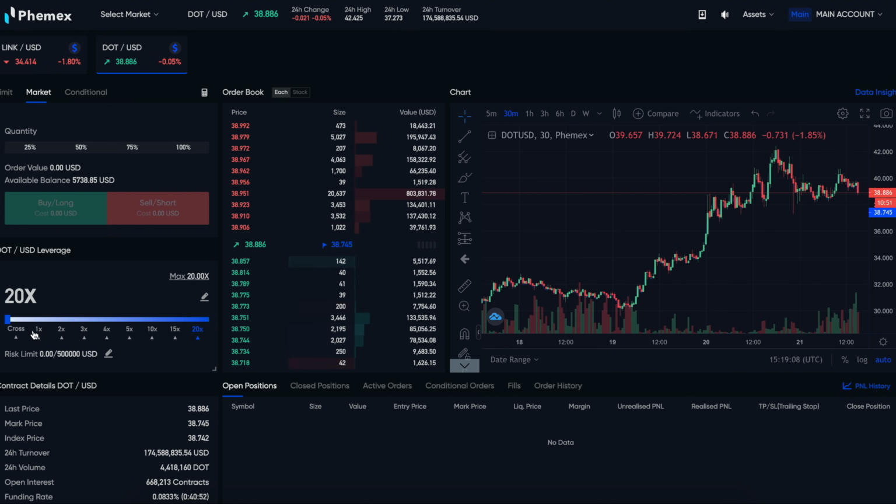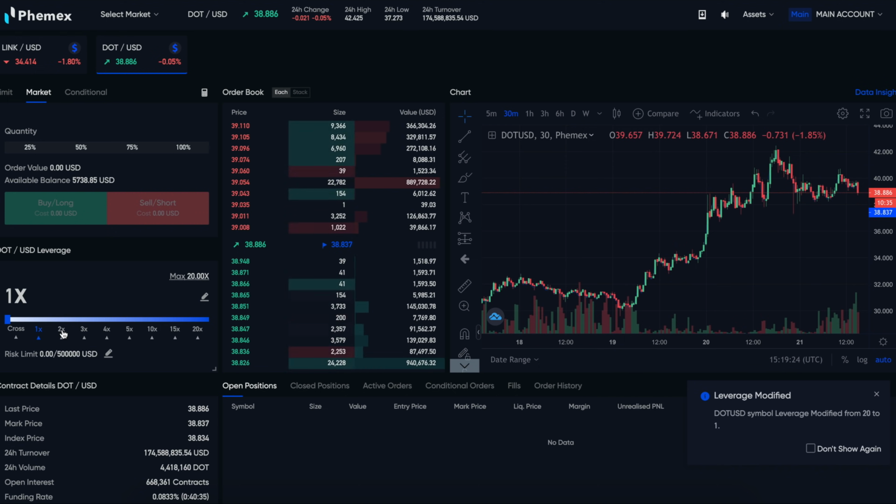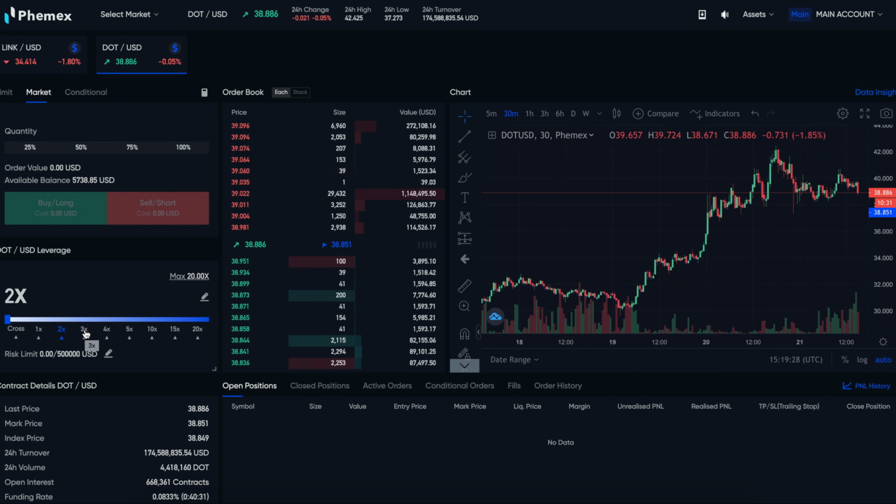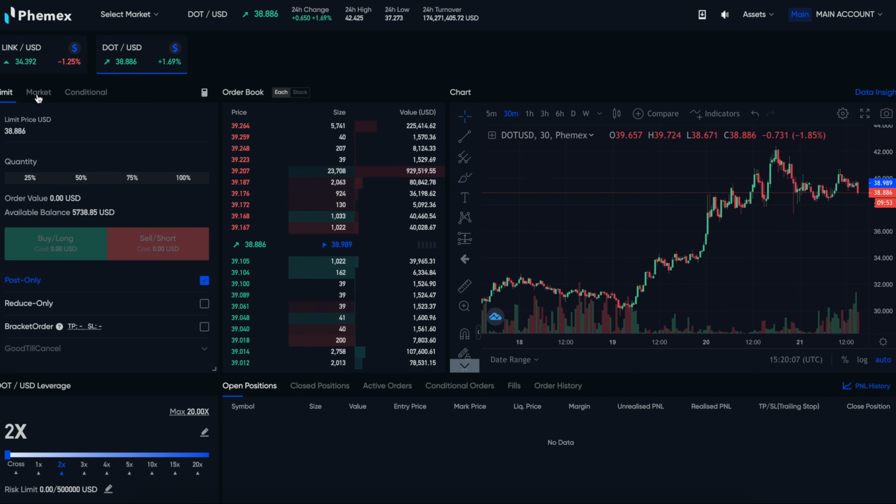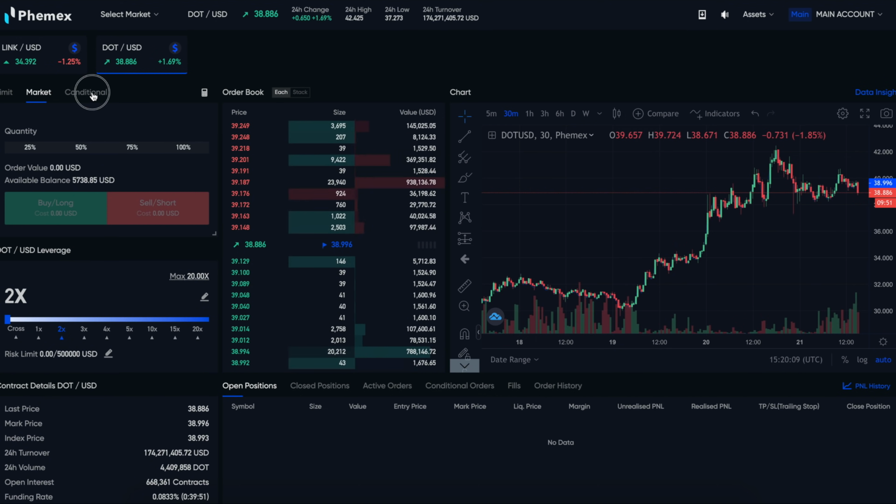We have a slider from 1x to 20x, and we also have cross leverage as well. Now cross is essentially using your entire position, whereas if you use these leverages, you can actually use small portions. You can do 25%, you can do 50%, you can enter a unique number yourself, and I'll show you exactly how that works. So you'll notice that there's three different types of orders. We have limit, we have market, and we have conditional.